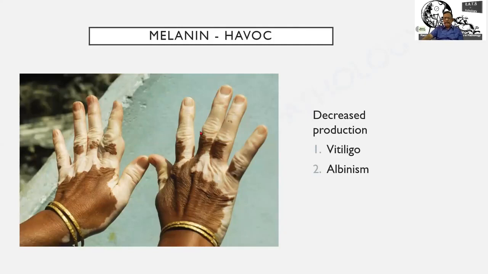As I had mentioned earlier, whenever there is going to be an absence or a decrease in the tyrosinase, you find that the tyrosine is not converted into melanin, as a result of which there are colorless areas within the epidermis. When it is patchy, we call it vitiligo. When it is total, we call it albinism.